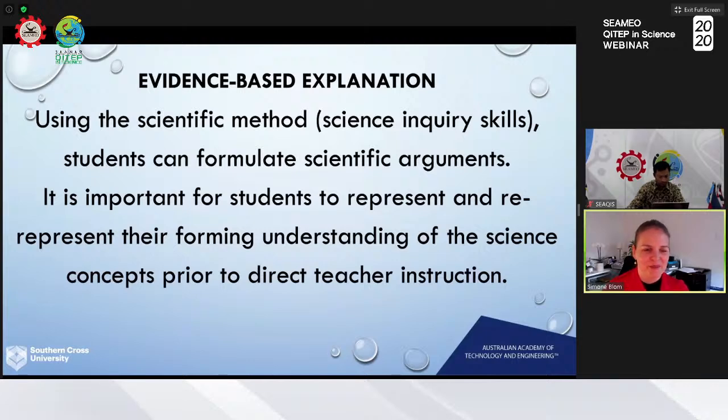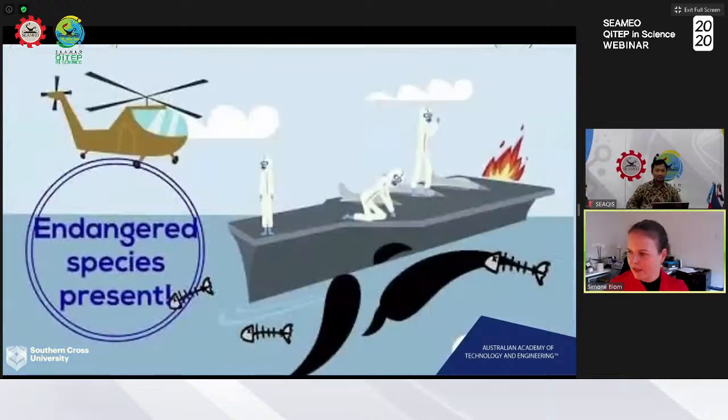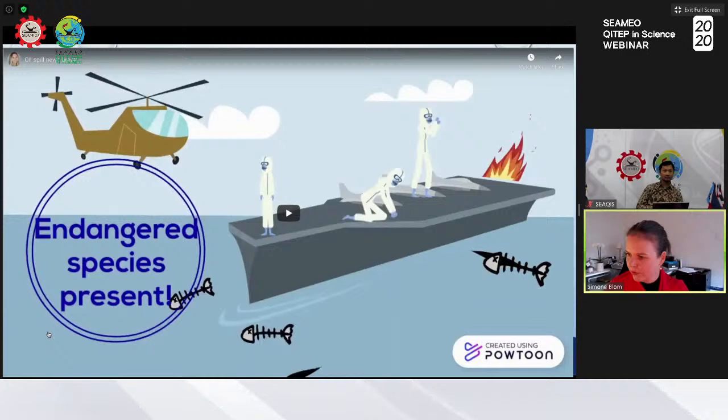I'm going to quickly talk through one more little example for you. So another example that we could do is another socio-scientific issue, oil spills. Now, I'm a university lecturer in science and technology education at Southern Cross University, and this year as one of our tasks, we asked our pre-service teachers to develop a way to engage their students in socio-scientific issues in STEM. And this is one example of their product. They came up with a fake news report using a program called Powtoon. And Connie will talk about this shortly. Okay, so remember, this is just a fake news report.